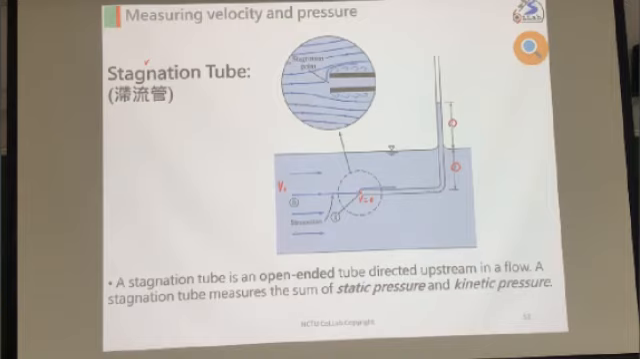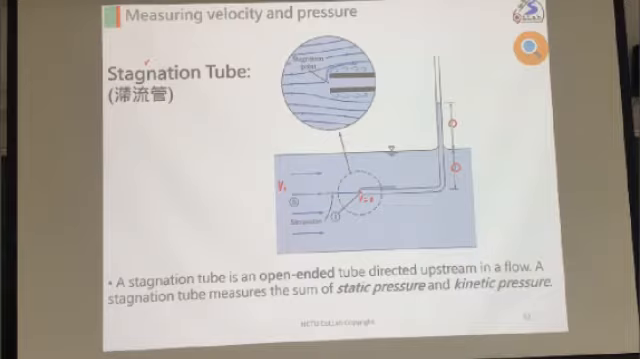There are a lot of applications for the Bernoulli equation. Here, I just pick up some ideas. As you see, this is what we call a stagnation tube. Why do we call it stagnation? Because usually, if the flow touches the tube here, the velocity is equal to 0. So that's why we call it a stagnation tube.